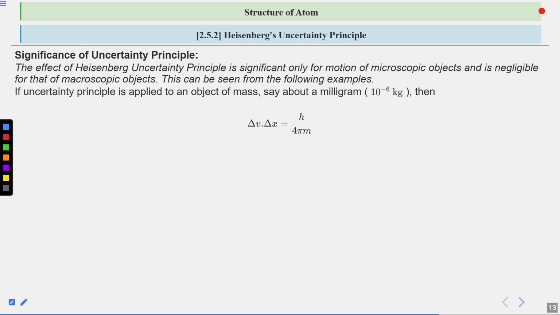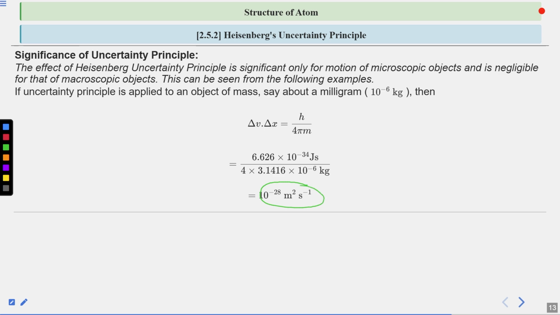So what will be the product of the uncertainty in velocity multiplied by the uncertainty in position? That will be h by 4 pi m. So h value is 6.626 into 10 to the power minus 34. Pi we know, m is given. So you will get a value of 10 to the power minus 28 meter square per second.